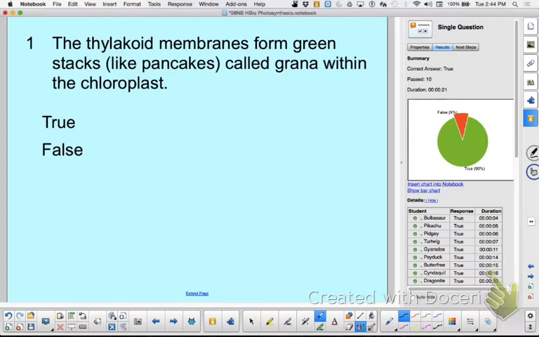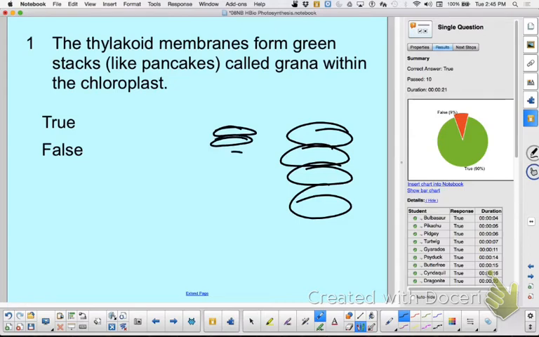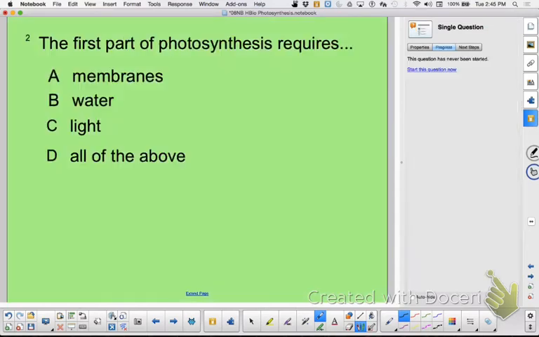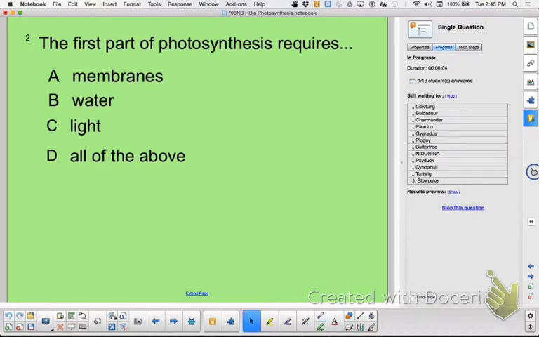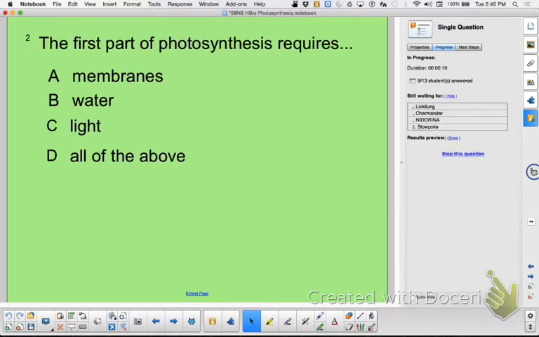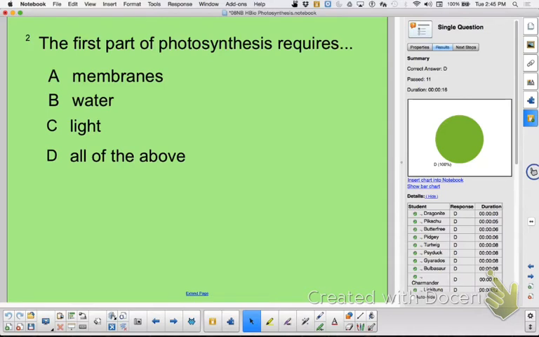Okay, the thylakoid membranes. Those are the things that make those green pancakes. That would be a granum, and when you refer to all of them together, that is collectively known as the grana, as the plural. Yay! Was anybody questioning that? Questions, concerns? No?